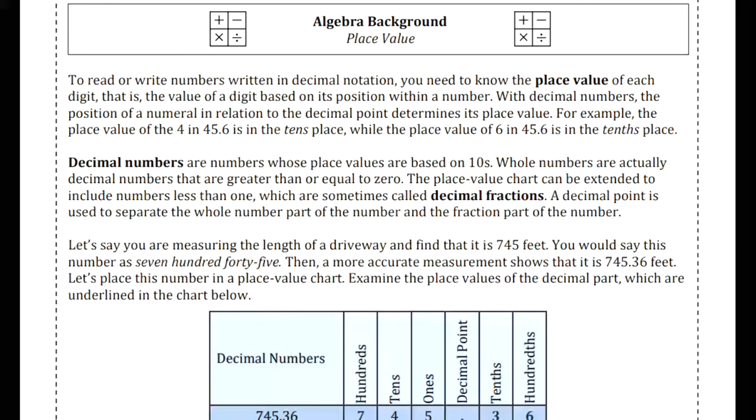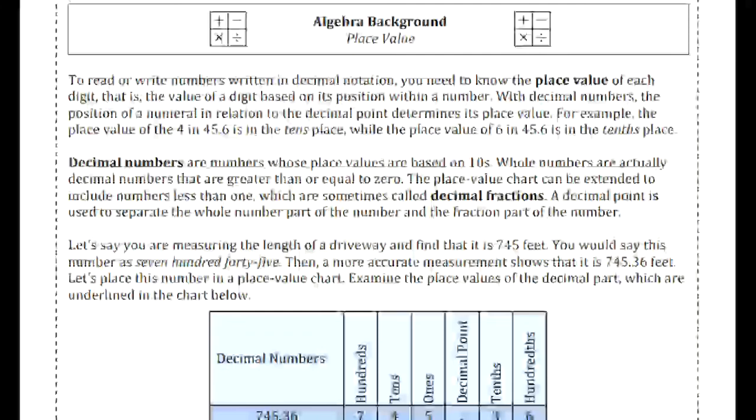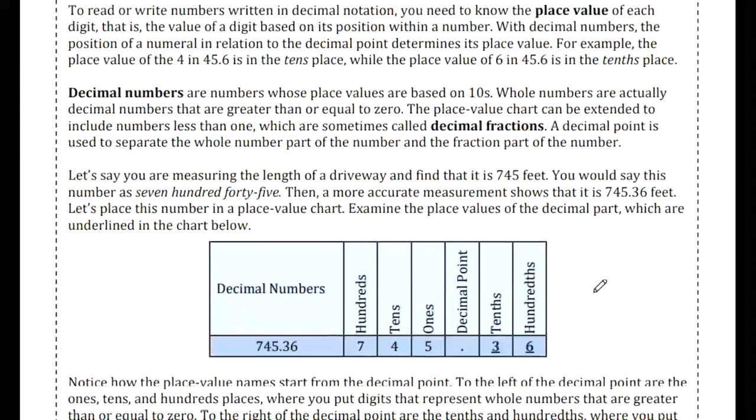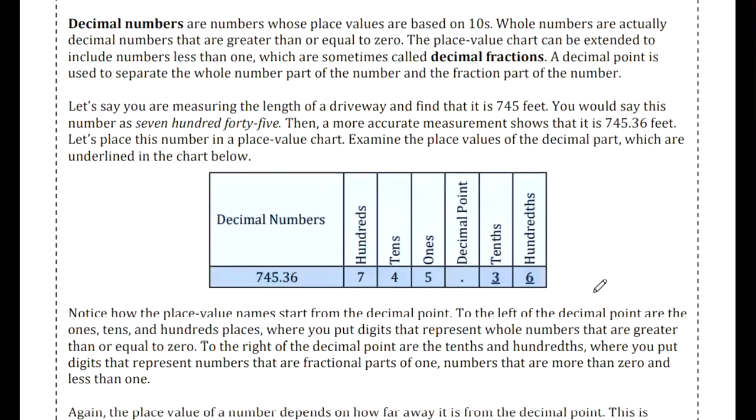In this video, we'll discuss place value and rounding. When we write numbers as decimals, what we get is a string of digits. The position of these digits, each position will have a name. The name will tell us where the digit occurs with respect to the decimal point, how far away from the decimal point a certain digit is.